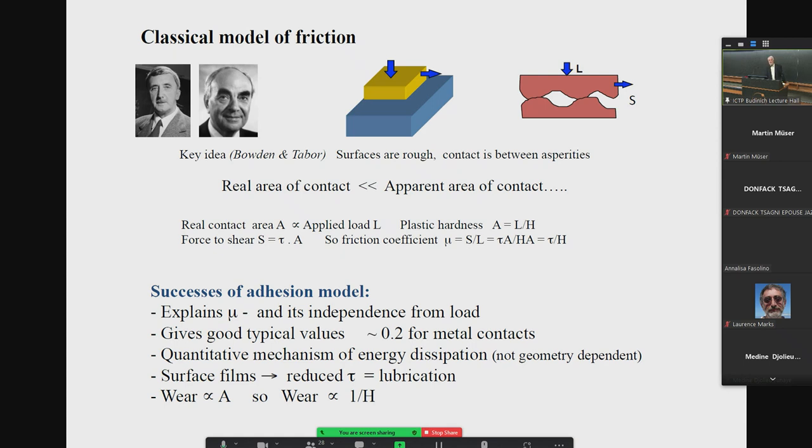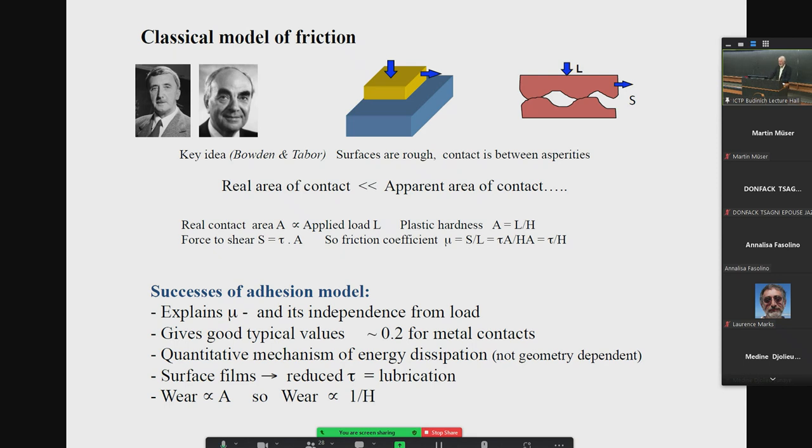Explains the fact that friction is independent of load. Simple, everyone knows that. Gives good typical values, 0.2 for metal, something like that. It gives you a quantitative mechanism for energy dissipation. Indeed, in the old debates about Coulomb, the question was always, why did the energy come back? Okay, atomistically we know about that and phonons, but in the old days that was a problem, whereas plastic deformation gave you a get-out-of-jail clause there. It's plasticity, and so therefore it dissipates energy.